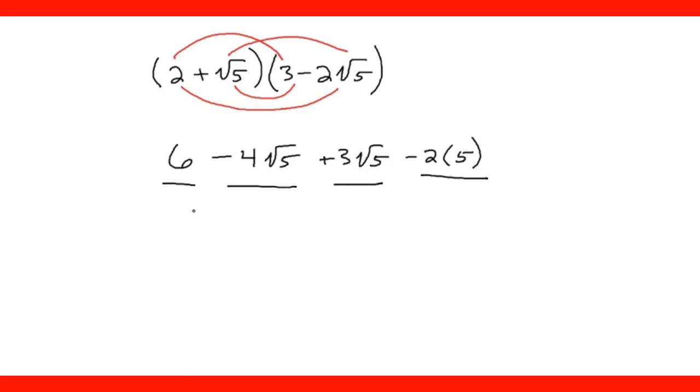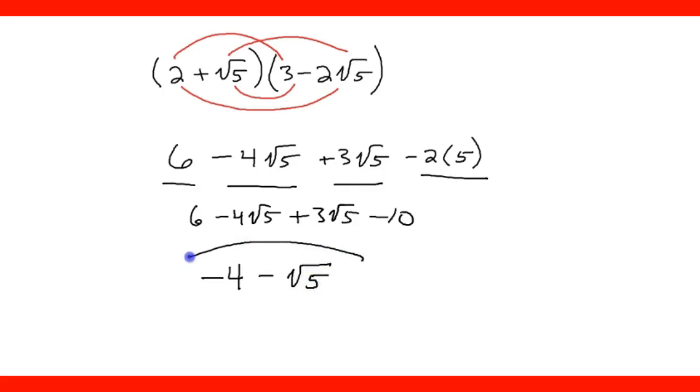Now, if I rewrite it, 6 minus 4 radical 5 plus 3 radical 5 minus 10, you'll notice I've got some like terms to deal with. I've got 6 minus 10, that's negative 4, and then I've got a negative 4 radical 5 plus 3 radical 5. That's a minus 1 radical 5. So there's the answer. Always make sure you combine like terms if you can.